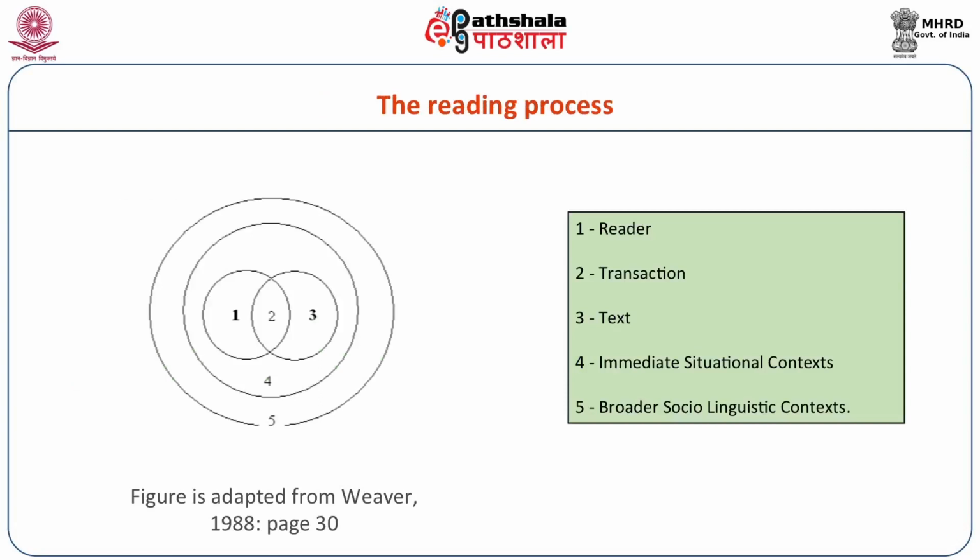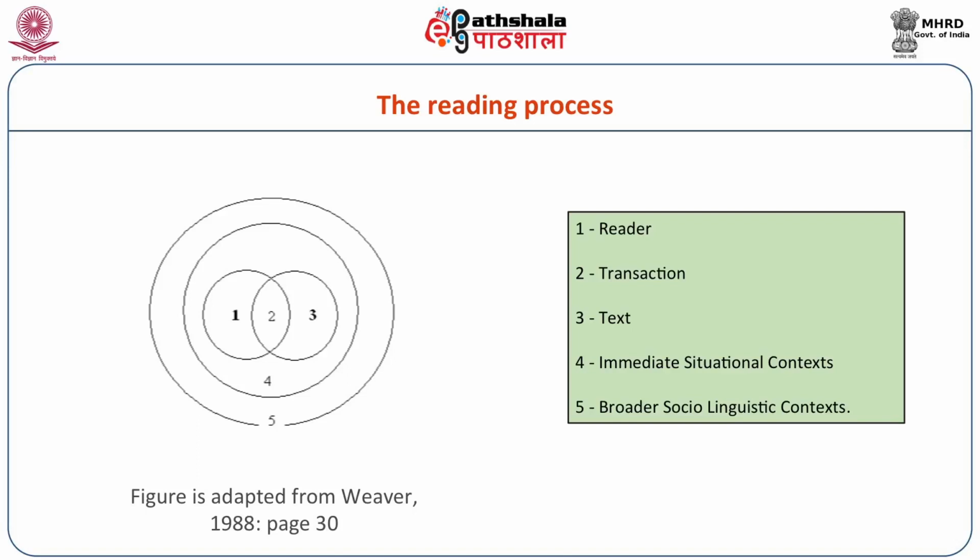Now you see this diagram that shows the reading process. This figure is adapted from Weaver. There is number 1 in the circle, it is the reader. Then number 2 within that, the transaction between the first and the third. The first one is the reader, the third one is the text. And between these, reader and the text, there is a transaction going on.